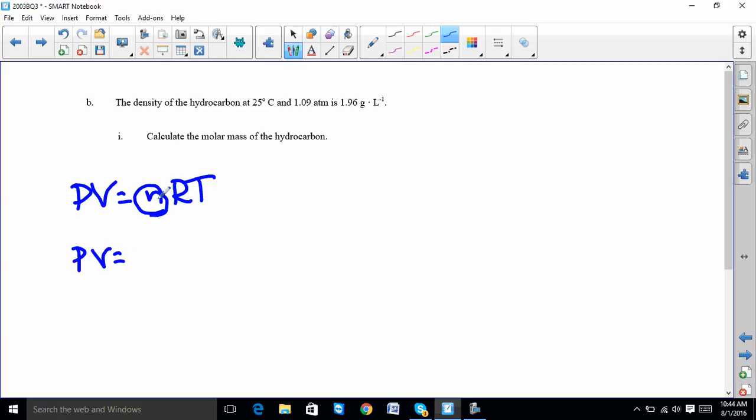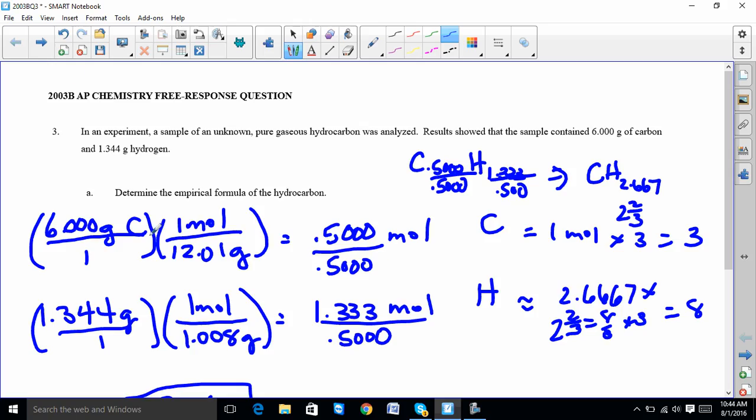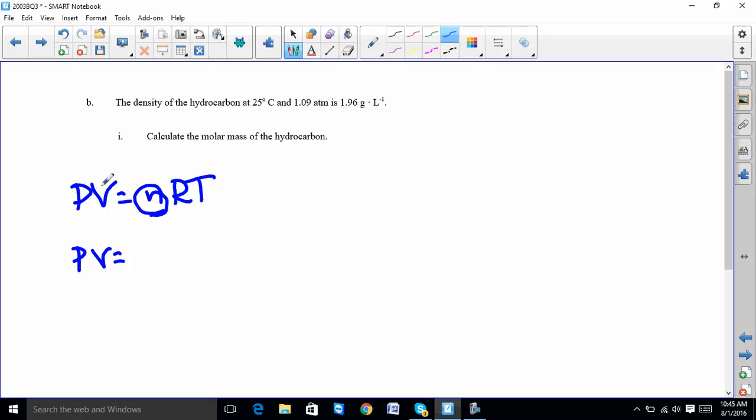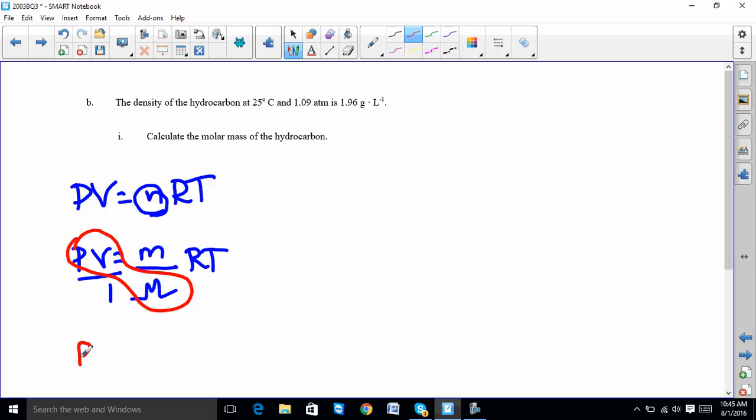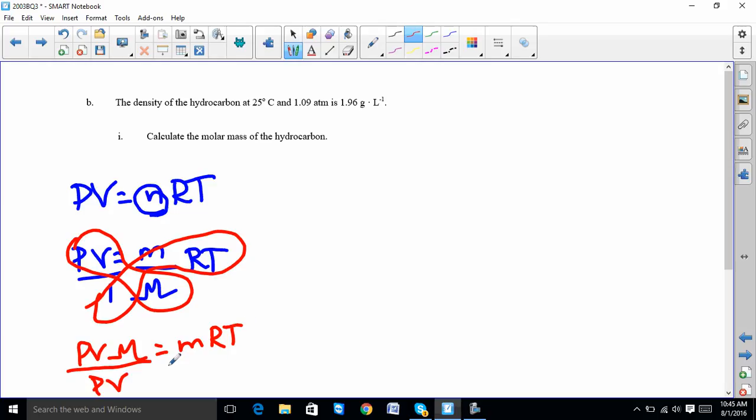But keep in mind, just go out and look at part 8. If you're given grams, how do you get moles? Well, you take the mass and you divide by the molar mass. And so the number of moles can be calculated by taking the mass divided by the molar mass. And so now if we take cross products, I'll switch colors, but we get PV times molar mass equals 1 times little m RT, and then to get molar mass alone, you divide by PV.